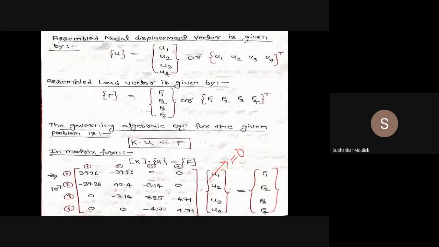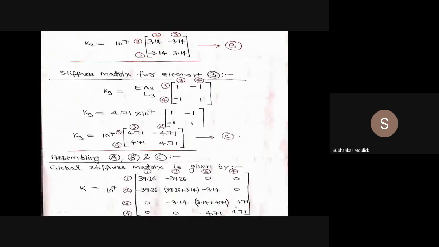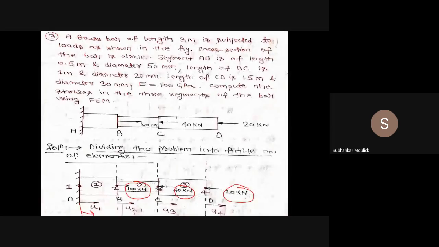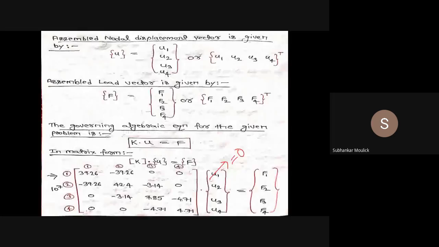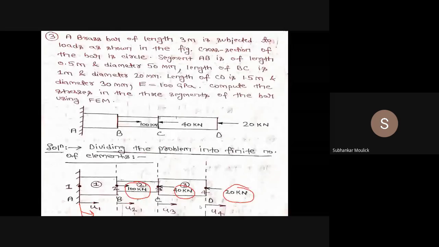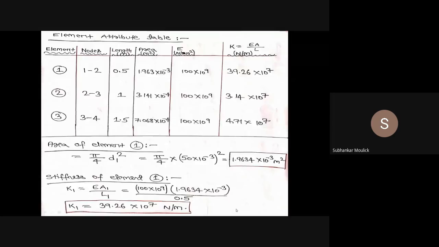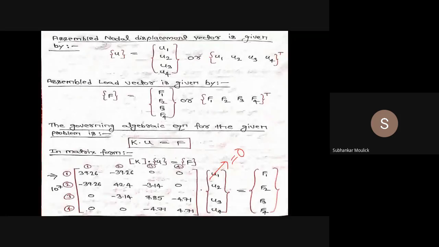From the problem, at node 2 the force acting is plus 100 kilonewton, so F2 is plus 100 kilonewton. At node 3, force acting is minus 40 kilonewton, so F3 is minus 40 kilonewton. At node 4, the force acting is minus 20 kilonewton, so F4 is minus 20 kilonewton. Since nothing has been given about force F1, I will assume that F1 is 0.